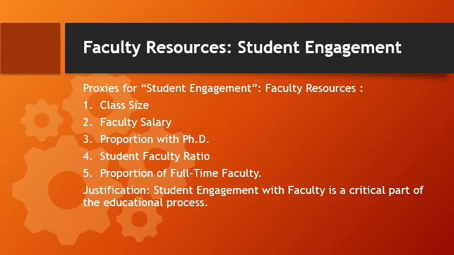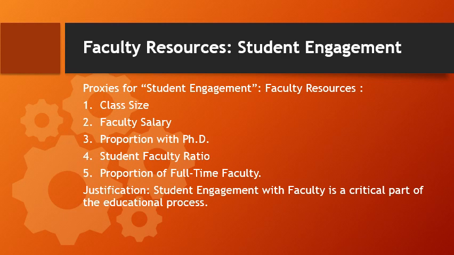If the faculty has more PhDs, then perhaps some of this PhD rubs off onto the student. Is this really true? Again, we don't know. The student-faculty ratio: yes, if there are fewer students, faculty has a chance to engage with the students, but whether they actually use this chance or not, we don't know. Proportion of full-time faculty: yes, if we have a full-time faculty, they have an opportunity to engage with the students more than adjuncts and more than part-time. But again, is this actually done or not?